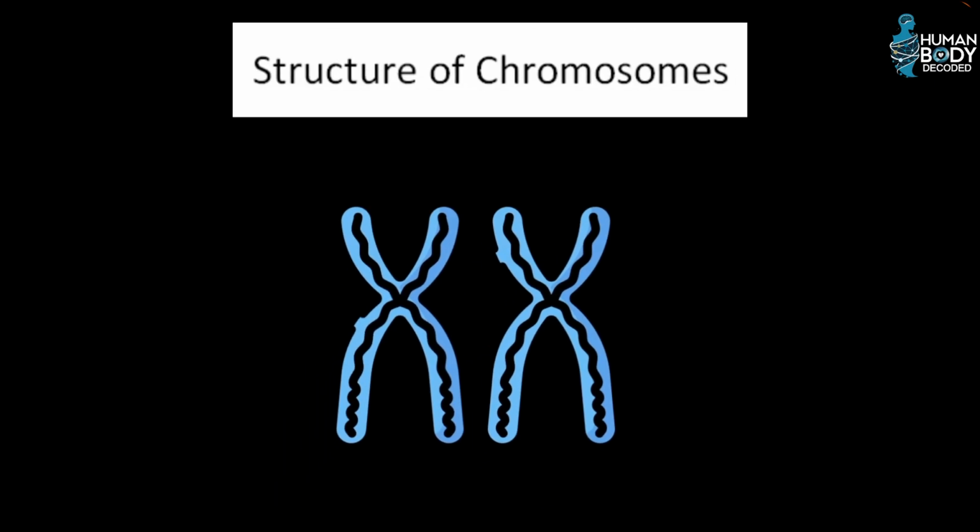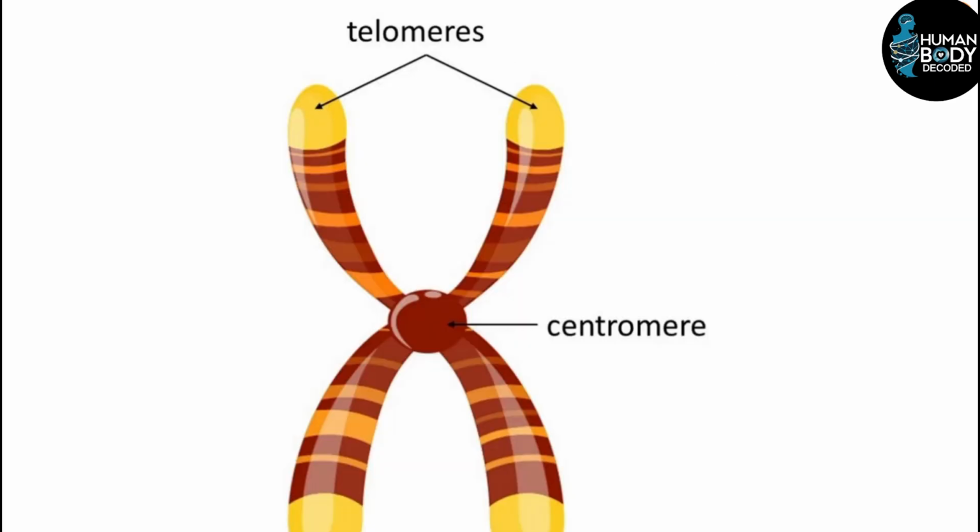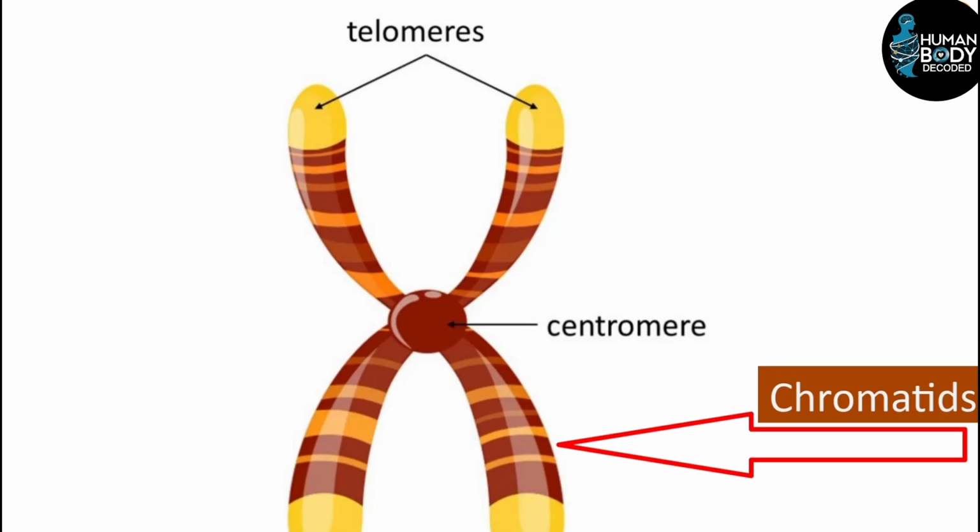Now we move on to the structure of chromosomes. Students, the figure you see in front of you is a figure of a chromosome. In this chromosome, the sides you see as arms are called chromatids. These chromatids are attached in the middle to a part we call the centromere. And the arms of the chromosomes, or the chromatids, their end part is called the telomere.